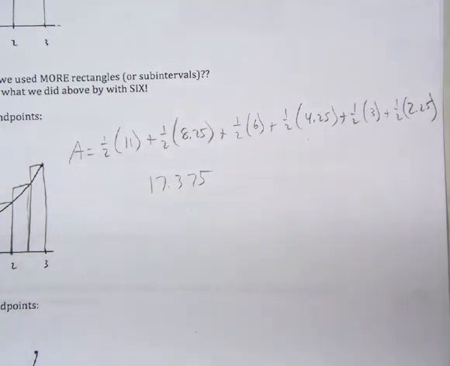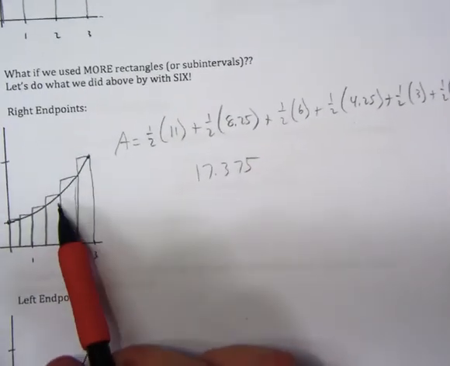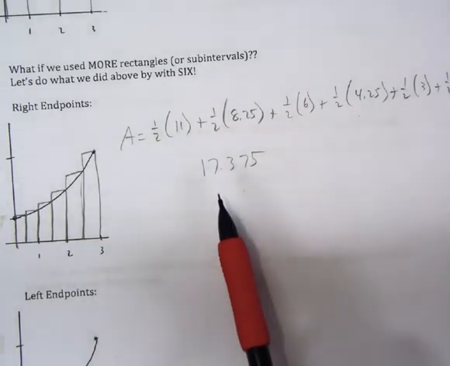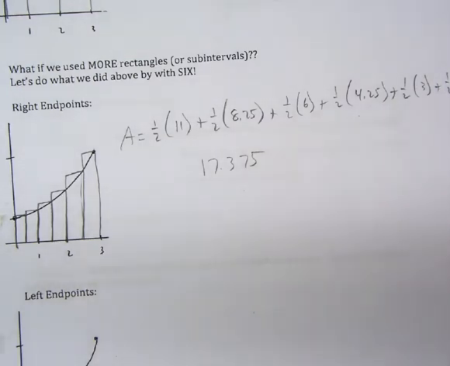So when we did 3 rectangles, we got 20, which was an overestimate. Just by putting 3 more rectangles in there, we cut off about 2.625 units of what the area could possibly be. This is our new upper bound. Just by putting in 3 more rectangles, we cut off a whole lot of that excess area. Imagine putting in 1,000,000 rectangles, which is what we are going to be doing.